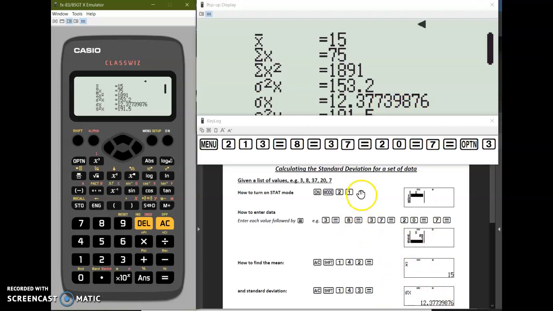So it's the same process in terms of getting the stat mode on. It's the same process in terms of entering the data, but the only different bit is instead of this process here, what you do instead is literally just option 3 and then look for X bar and look for sigma X.